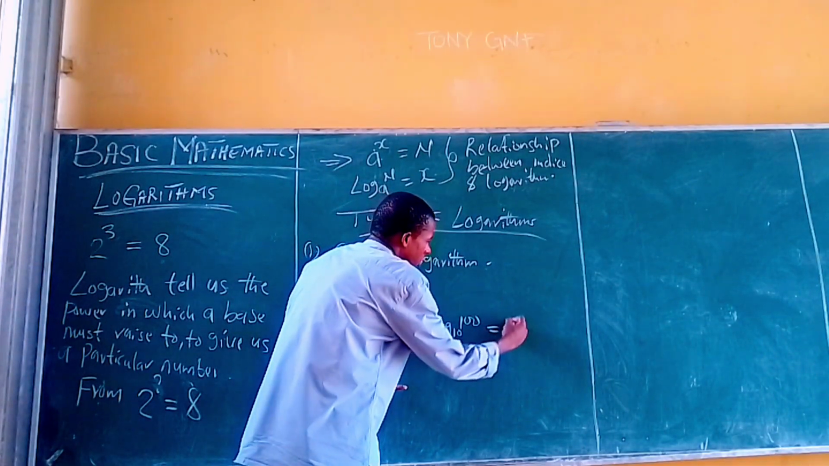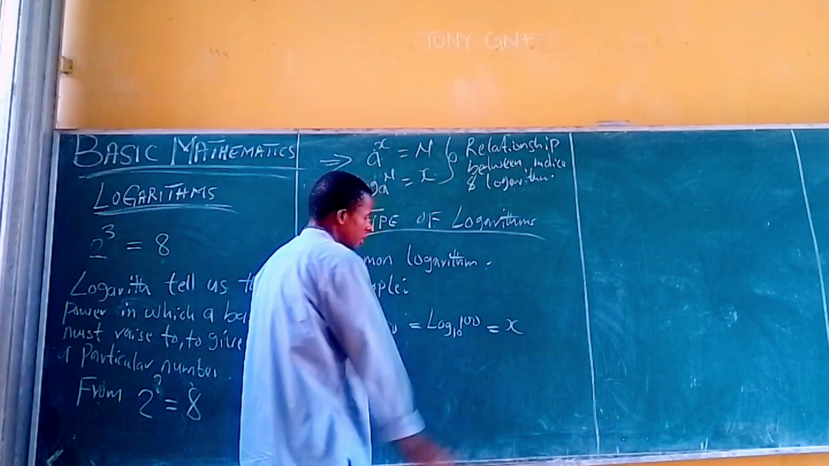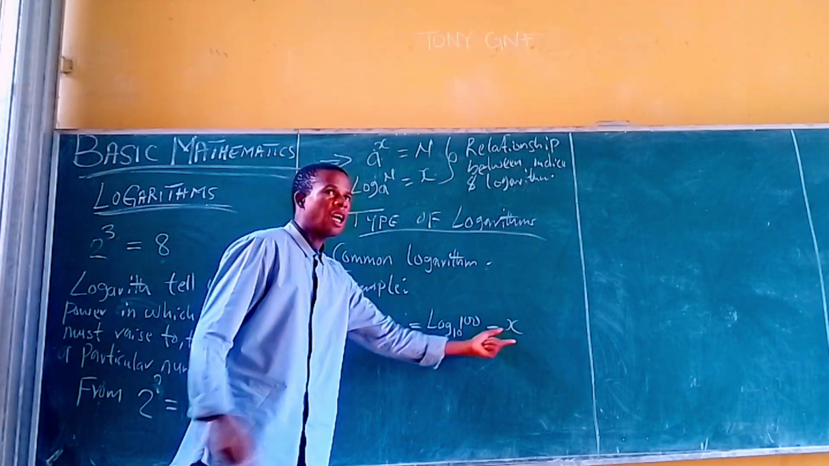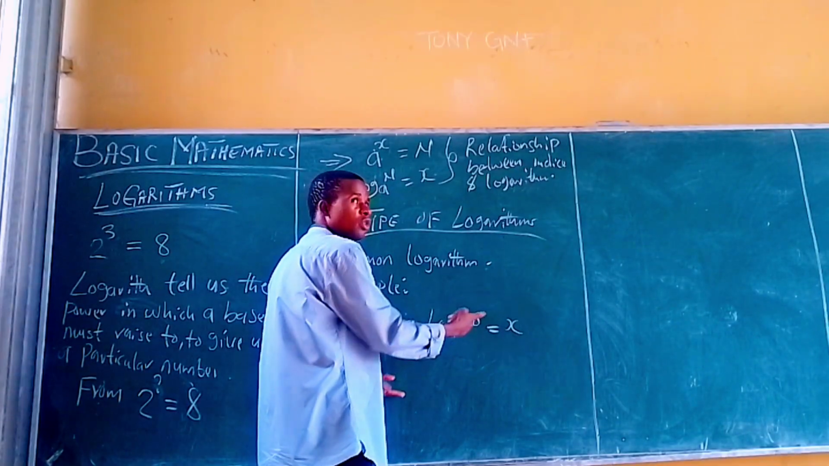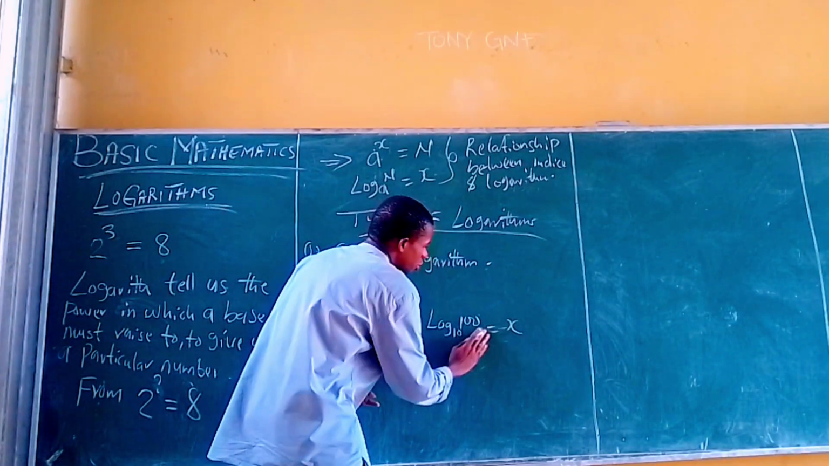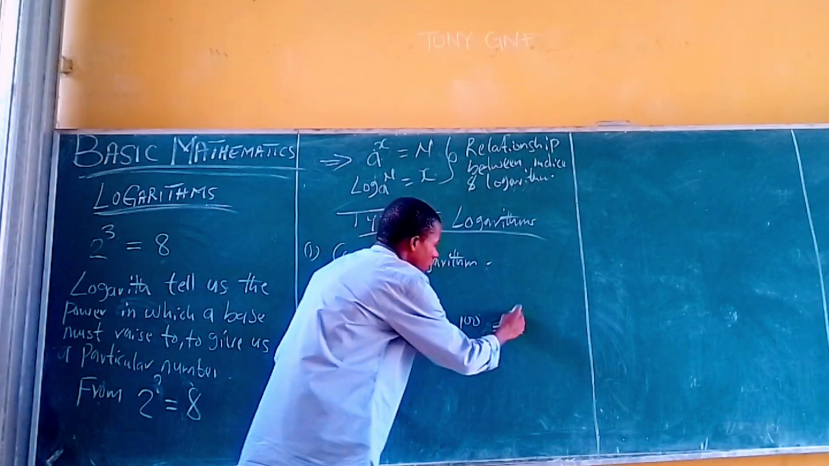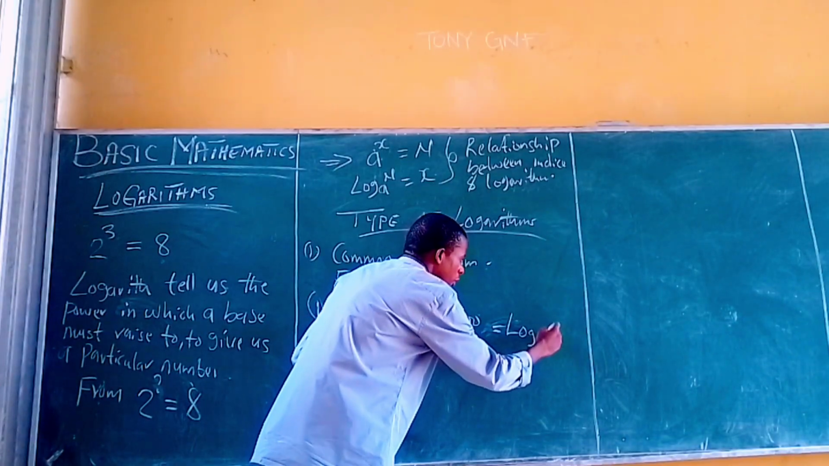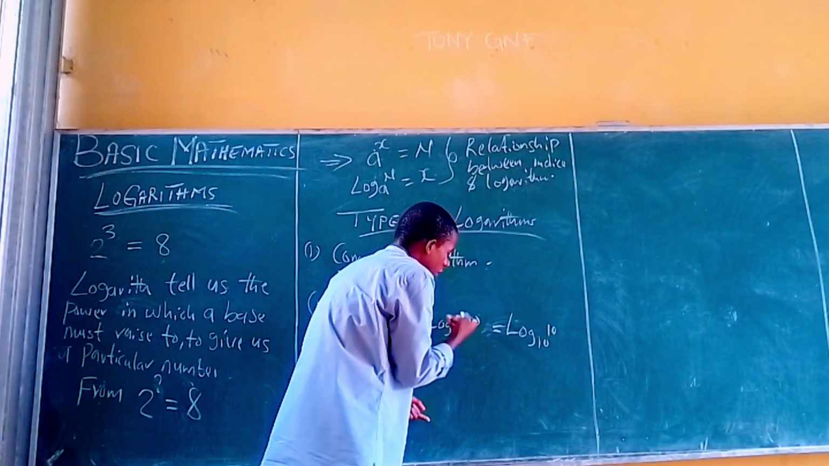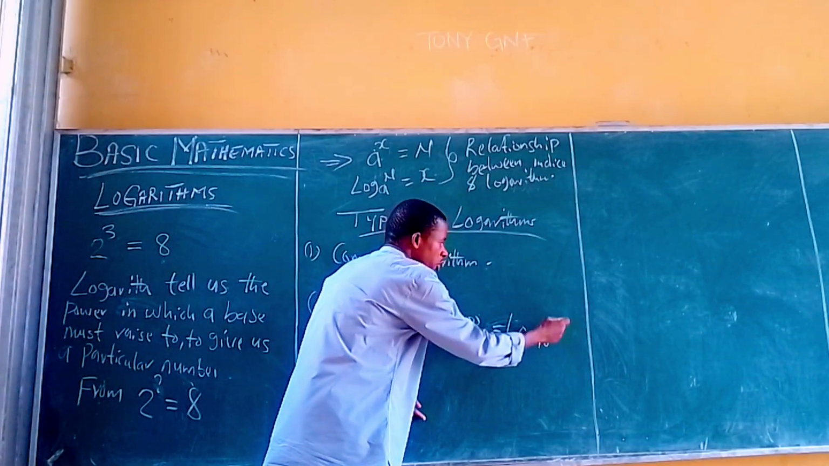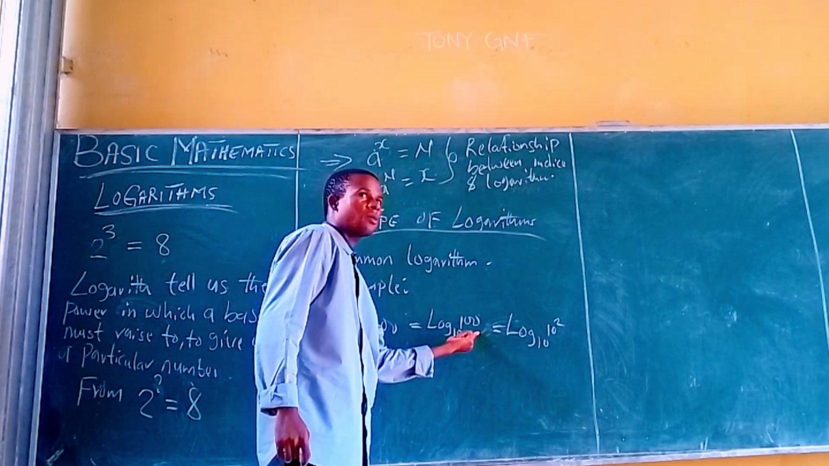So for us to get the power, let's assume that the power is x. Now, for us to transform this, there are two ways of solving it. Either this power comes on top, but that gives us a complex one, so let me start from the smaller one. Log of 100 is the same as log of 10 to the power of 2, because 10 squared gives us 100.